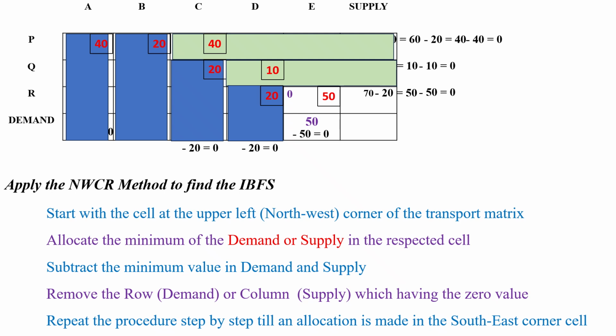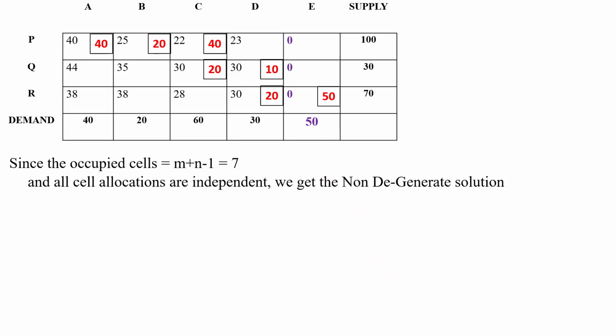Then write down the transportation matrix with the allocations, which is the initial basic feasible solution. So this is the initial transportation matrix along with the allocations. So this is the initial basic feasible solution, and here the number of allocations are 1, 2, 3, 4, 5, 6 and 7. So the number of allocations is 7, which is equal to m plus n minus 1.